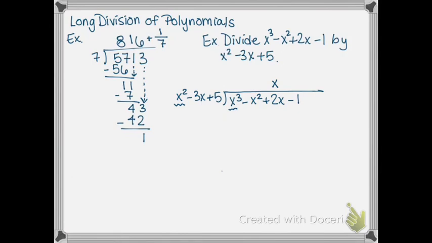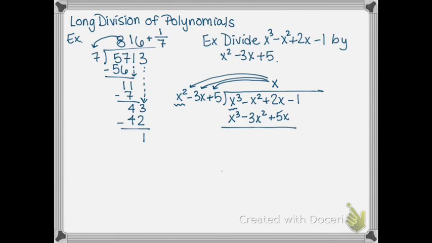Okay, so I'm going to now multiply. Just like I did over in this first problem we did, we multiplied that 8 times the 7. I'm going to multiply here and distribute that x to each of these terms. So distributing the x times x squared gives me x cubed. Distributing again, I get negative 3x squared. And then finally distributing, I get a plus 5x.